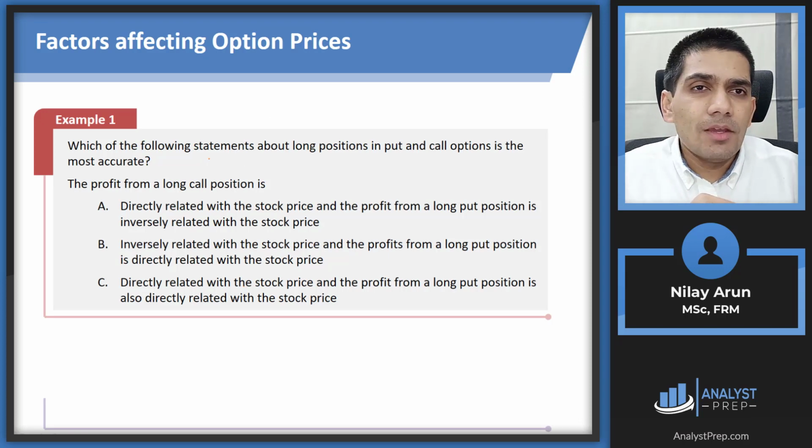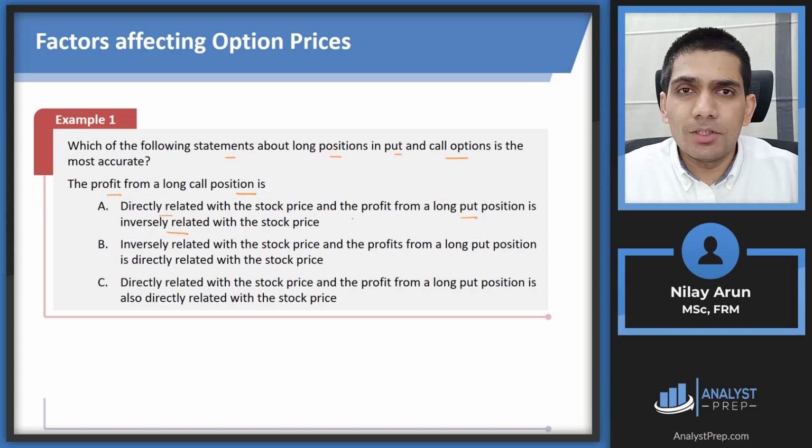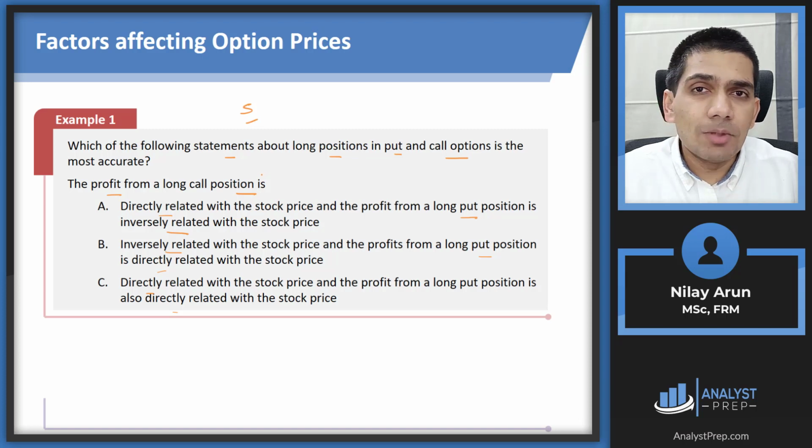That's your first example. Which of the following statements about long positions in put and call options is the most accurate? Now the profit from a long call position is directly related with the stock price, and profit from a long put position is inversely related with the stock price, or is the profit from long call inversely related with the stock price and profit from a long put position directly related, or are both of them directly related? Now we know that we are talking about a long call and a long put position, and we have to look at what is the relationship with the stock price. Stock price, remember, was S in the previous table that we saw.